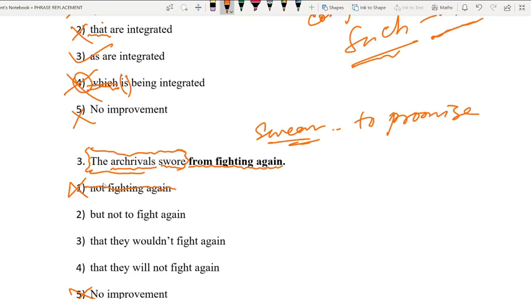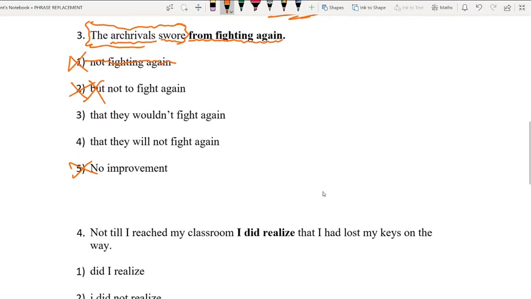So now let us go to option number 2. "The arch rivals swore but not to fight again." We don't need a contrast indicator, a conjunction which introduces contrast. That's why the use of but here is absolutely ungrammatical and incorrect. Hence we can do away with this option. Do away with means we can eliminate this option without any second thought. Now we are at option number 3.